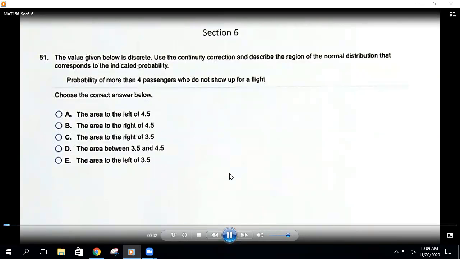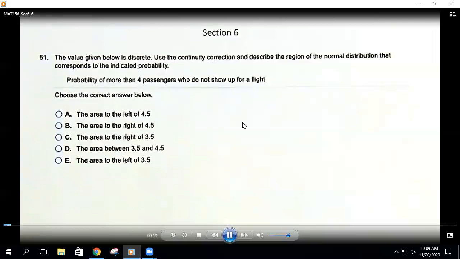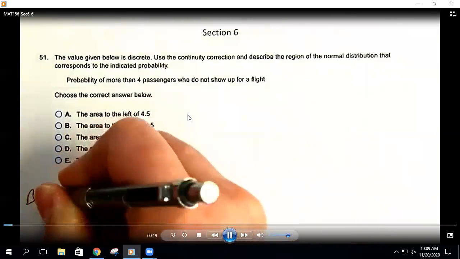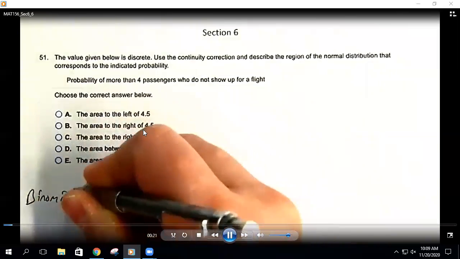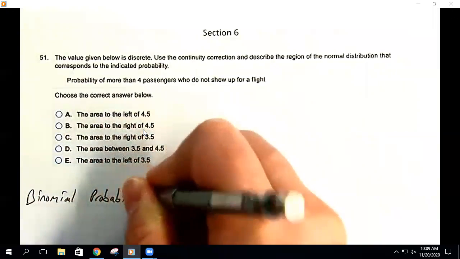Okay, in section 6.6, we're going to look at the normal distribution, and we're going to use it to approximate the binomial probability distribution. So in this problem it says, what's the probability of more than 4 passengers who do not show up for a flight? So we'll have the binomial probability distribution.